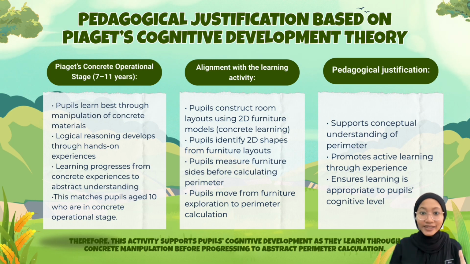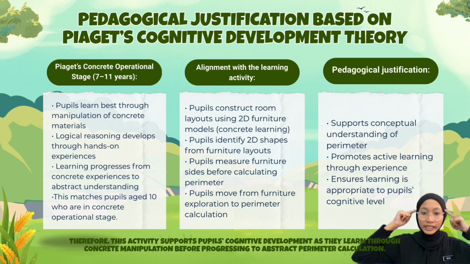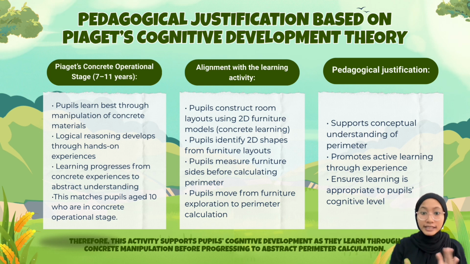Finally, this activity ensures learning is appropriate to pupils' cognitive level because the task matches how pupils in the concrete operational stage think and learn. Therefore, this activity clearly supports pupils' cognitive development because they learn through concrete manipulatives before progressing to abstract perimeter calculation, which strongly aligns with Piaget's theory.